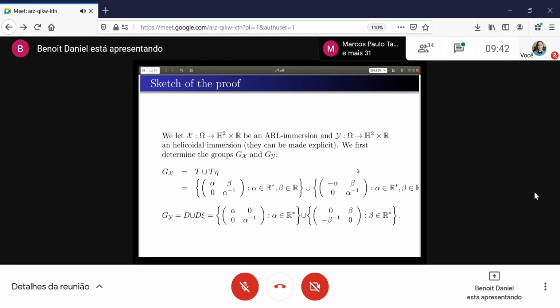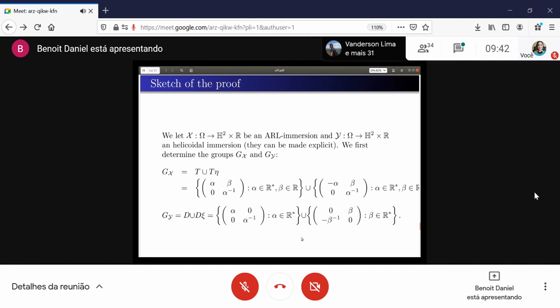So Gx, you see that it is a 2-dimensional group, and this is exactly what I was explaining. It means that I have a 2-dimensional group of intrinsic isometries coming from extrinsic isometries. And Gy is only 1-dimensional. I only have a 1-dimensional group of isometries coming from extrinsic isometries. And you see that in each case, we have 2 connected components. The first one, which are direct isometries, and the second one, which are indirect isometries.